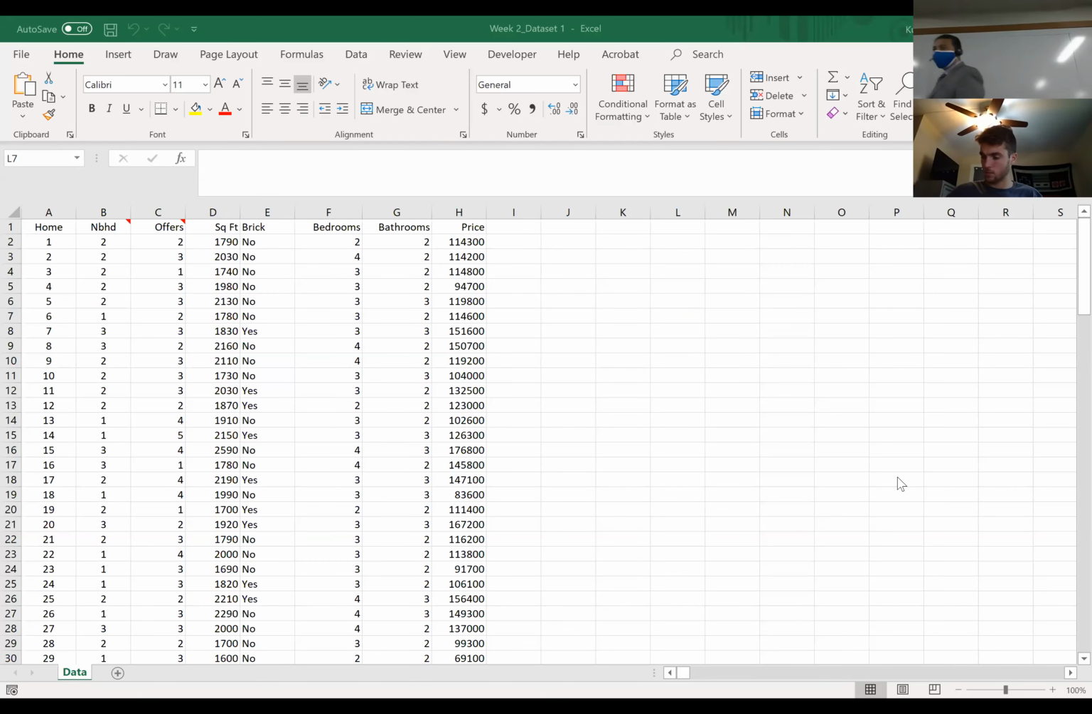So I have neighborhood, offers, square footage, brick, bedroom, bathroom. And again, there is no statistics to go with this, my friends. This is just wearing the other hat. Okay, can you give a common name? Yes, Hunter. Size of the house. So size of the house includes the square footage. So bathroom and bedroom.